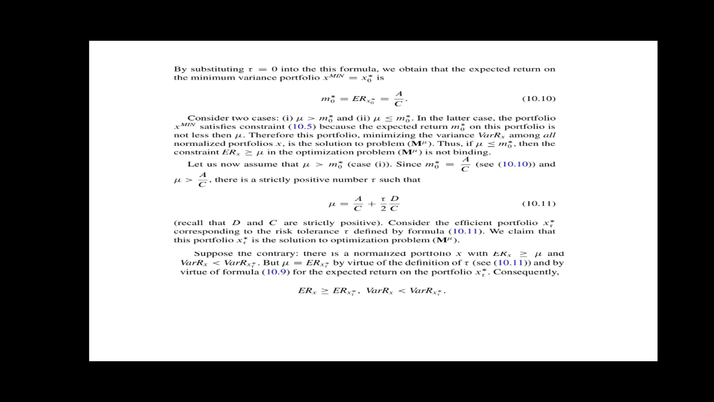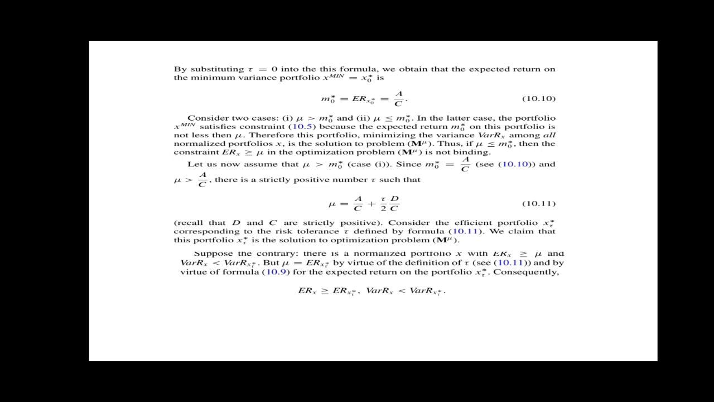Consider two cases: mu greater than m naught star, and mu less than or equal to m naught star. In the latter case, the portfolio x minimum satisfies the constraint because the expected return m naught star on this portfolio is not less than mu. Therefore, this portfolio, minimizing the variance of R_x among all normalized portfolios x, is the solution to the problem. Thus, if mu is less than or equal to m naught star, then the constraint E[R_x] greater than or equal to mu in the optimization problem is not binding.